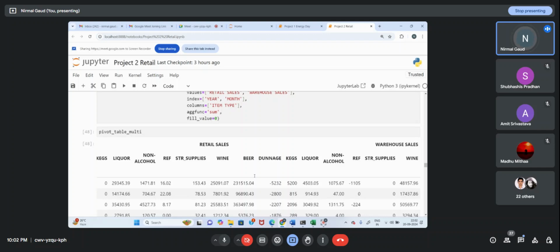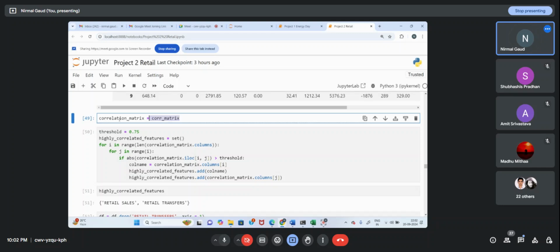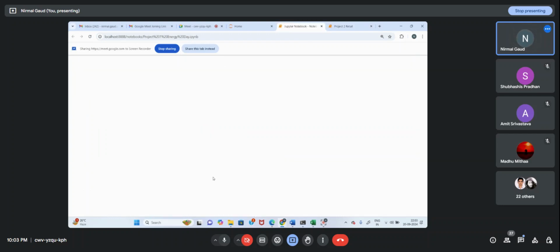After doing this, I already know about the correlation. I already printed the correlation above. Then I took a threshold of 75% and found the correlation between the features. This is the same code which I have used in energy.